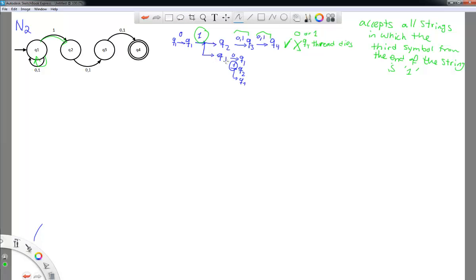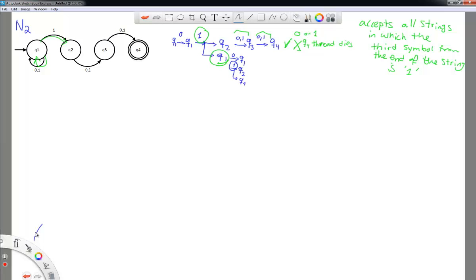But the thread of operation that stays in Q sub 1 is going to stay active. So the next time you see another 1, you're going to split, guessing that you have seen the 1 that is 3 symbols before the end of the string, and over the next 2 symbols, this machine validates that. And if there were more than 2 symbols after this 1, then apparently the guess was wrong, and that thread of operation is going to die. So this is a nice example to show you the power of non-deterministic finite automata, and in fact the power of non-determinism compared to deterministic finite automata.